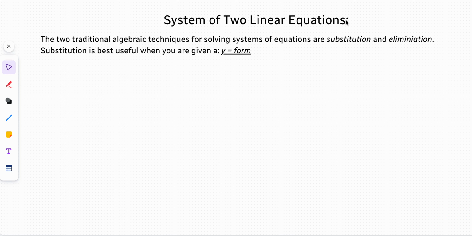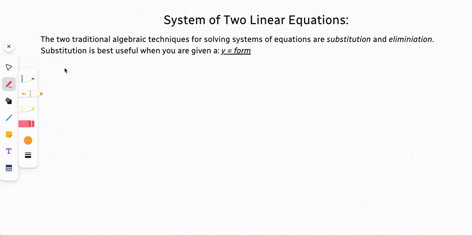Today I'm going to be teaching you how to solve a system of two linear equations. I'm going to do this by teaching you the two traditional algebraic techniques, which include substitution and elimination. Substitution is best used whenever you're given a y equals form. So for substitution, I'm going to give you the first example.